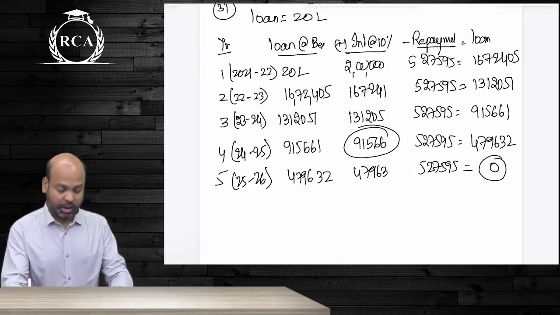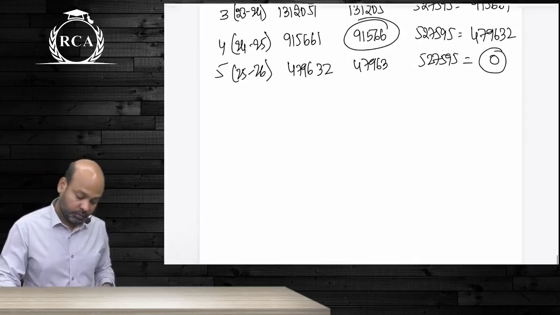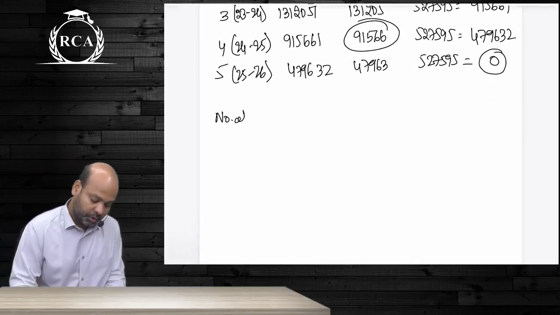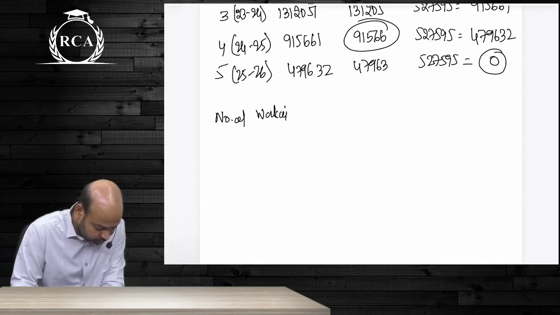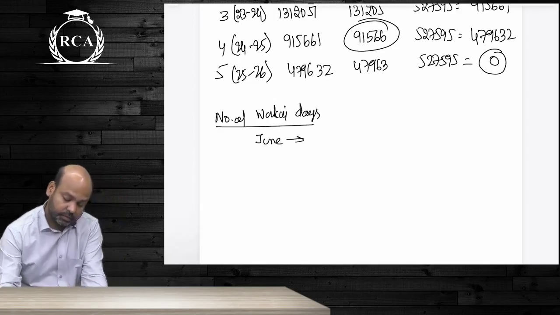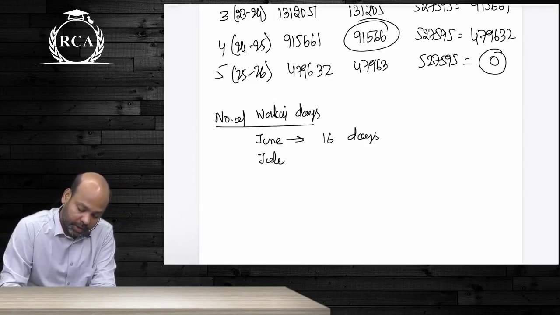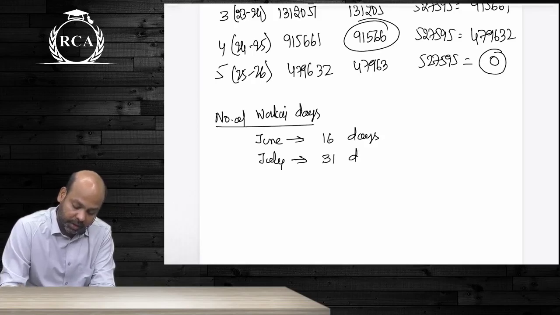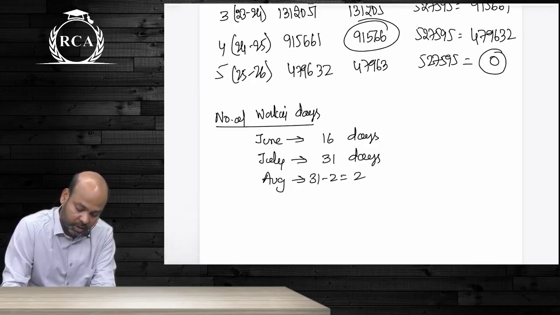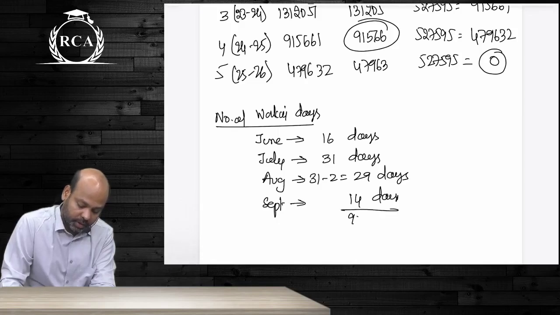Can we now compute the number of working days better? Number of working days, guys. In the month of June, it is 16 days. In July, it is 31 days. In August, it is 31 minus 2, how much? 29 days. And in September, it is 14 days. All put together, 90 days.